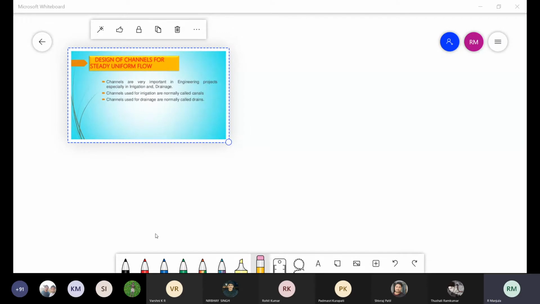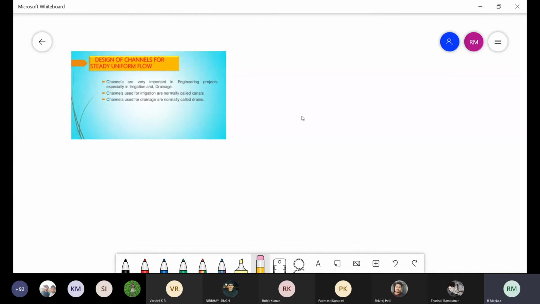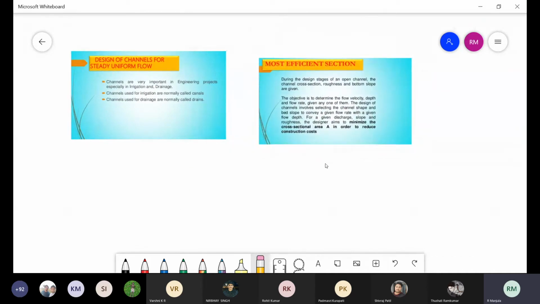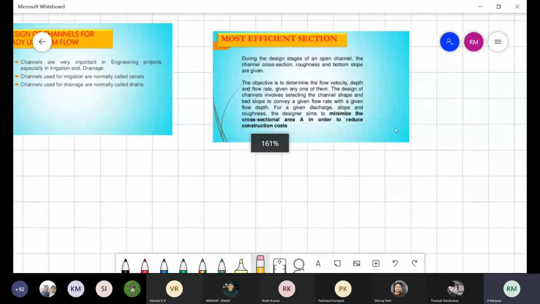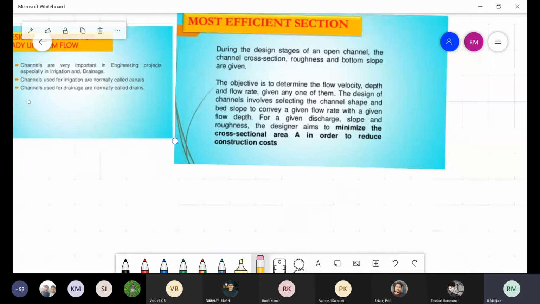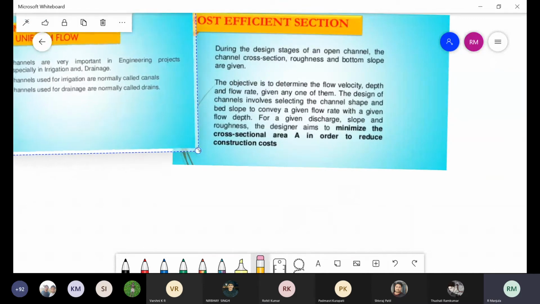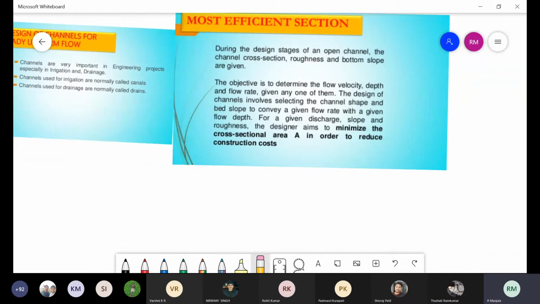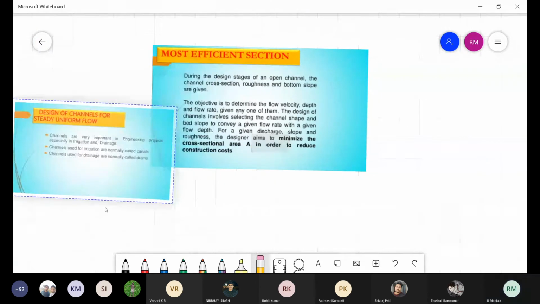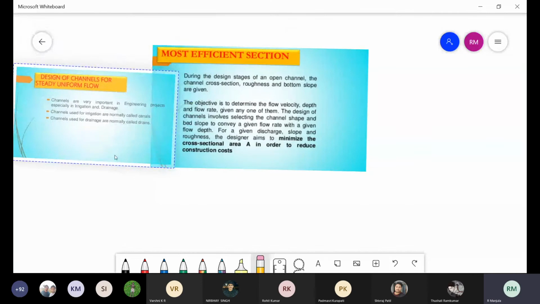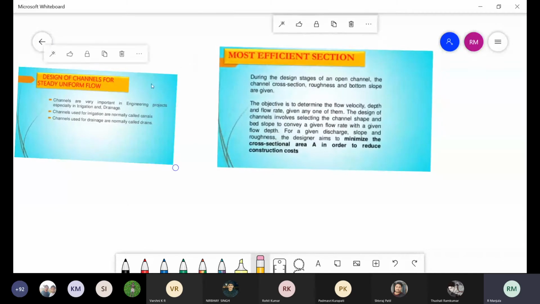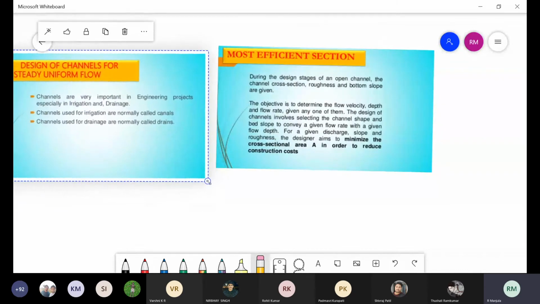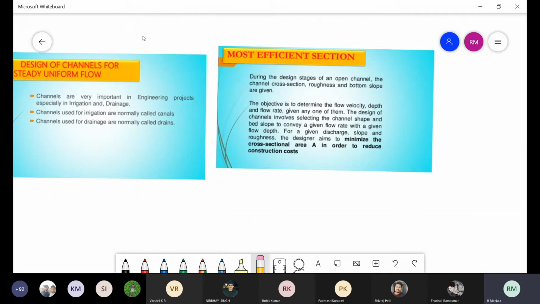Next we will see how we are going to design the most efficient or most economical cross section. You can see here what we are going to discuss here, please listen: steady uniform flow.